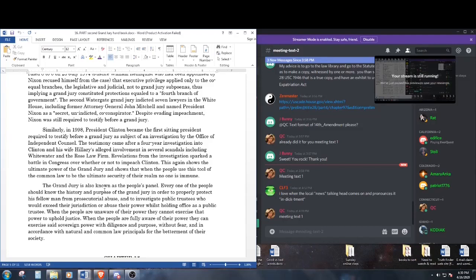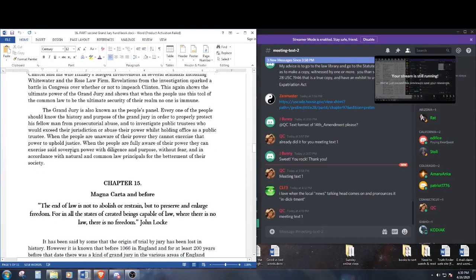Similarly, in 1998, President Clinton became the first sitting president required to testify before a grand jury as subject of an investigation by the Office of Independent Counsel. The testimony came after a 4-year investigation into Clinton and his wife Hillary's alleged involvement in several scandals, including Whitewater and the Rose Law Firm. Well, they've got quite a bit more stacked up against them now. Revelations from the investigation sparked a battle in Congress over whether or not to impeach Clinton. This again shows the ultimate power of the grand jury and shows that when the people use this tool of the common law to be the ultimate security of their realm, no one is immune.